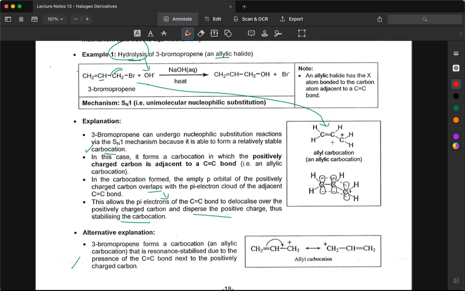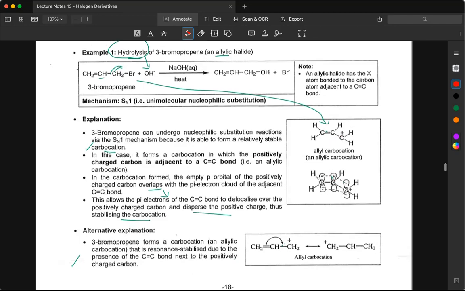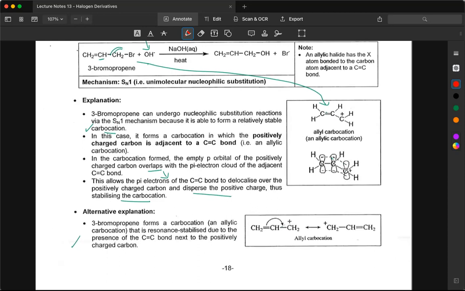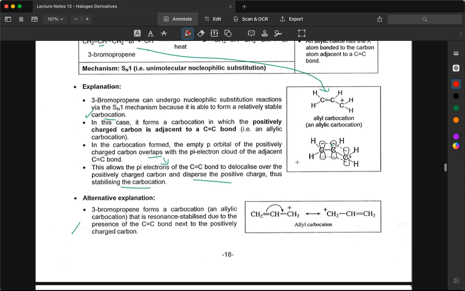So in this carbocation form, what happens is that the empty p orbital of the positively charged carbon overlaps with the pi electron cloud of the adjacent carbon-carbon double bond. This allows the pi electrons in the C=C double bond to delocalize over the positively charged carbon and disperse the positive charge, and thus stabilizing the carbocation.